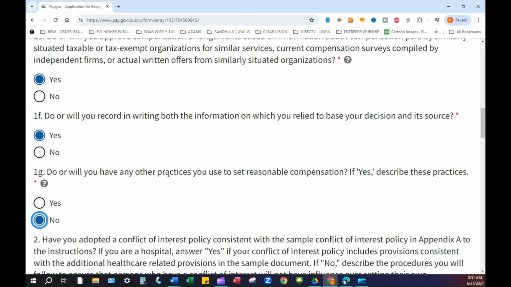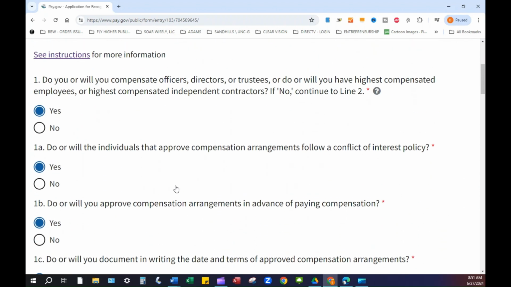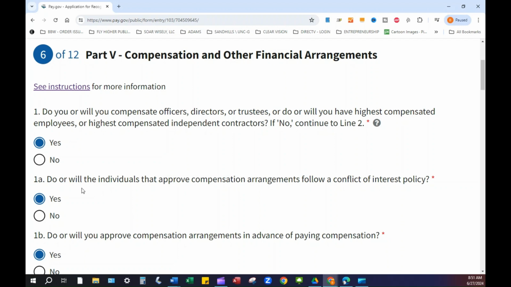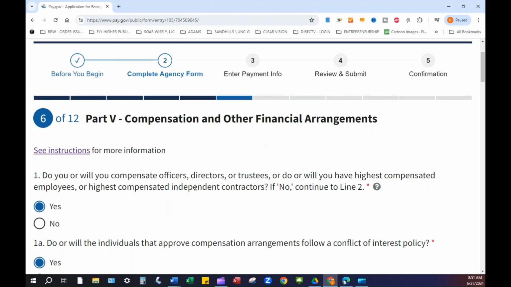So before I get to number two, let's go back up to where it mentioned the conflict of interest policy. Do or will the individuals that approve compensation arrangements follow a conflict of interest policy? Now, the first thing you want to always do when you pull up this form, I did not do it, so please look over me this time. But right here at the very beginning, see instructions for more information right there.